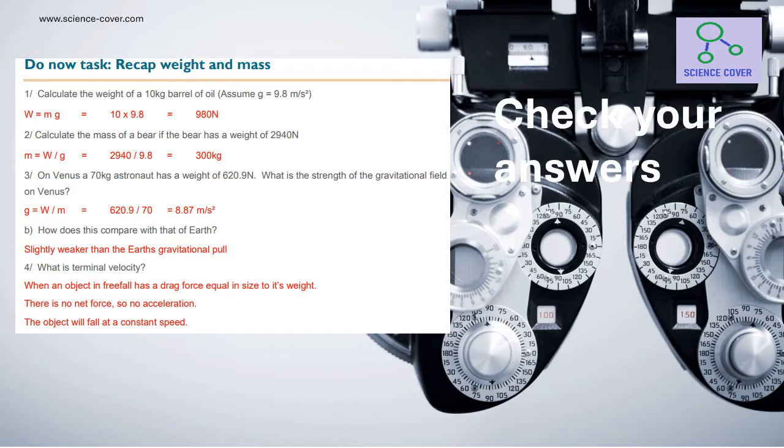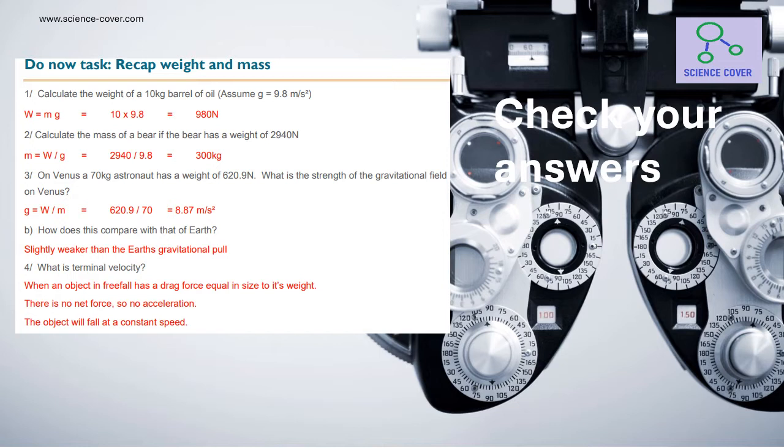Let's check our answers. Question 1. Calculate the weight of a 10 kilogram barrel of oil. So weight is equal to mass times gravitational field, which is 10 times 9.8, that's 980 newtons.